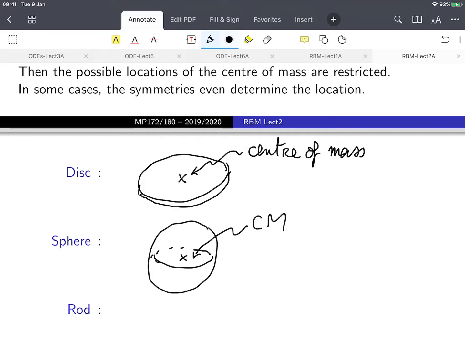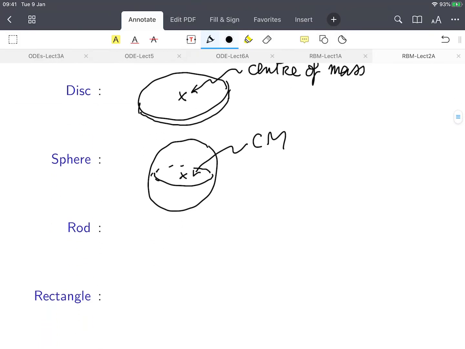If I have a half sphere, then it's not so obvious. Where is it going to be? Halfway up? I don't know. We'll have to do a calculation. For a full sphere, by symmetry, you can guess that's where it's going to be. Similarly, if you have a rod, say something like this, of uniform density, it's going to be exactly in the middle here.